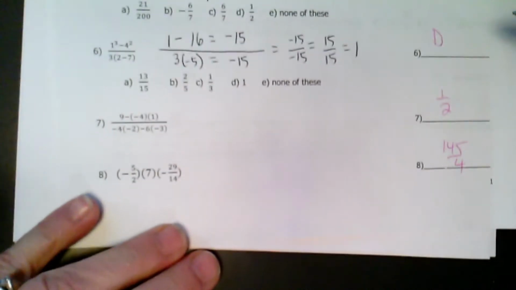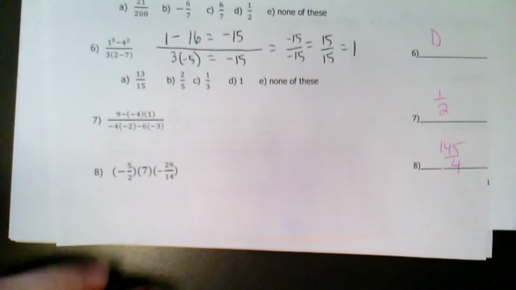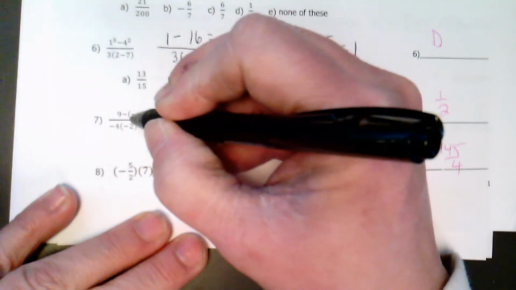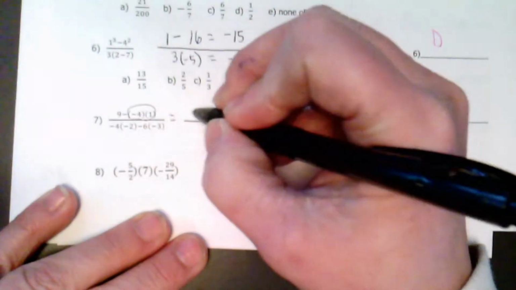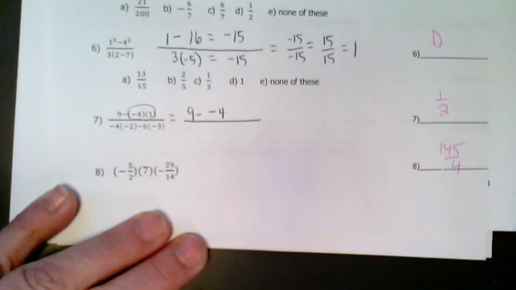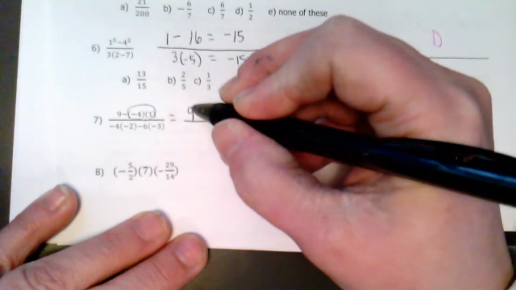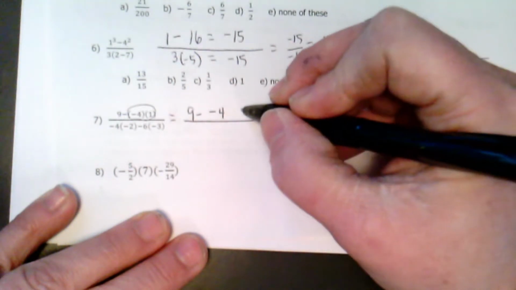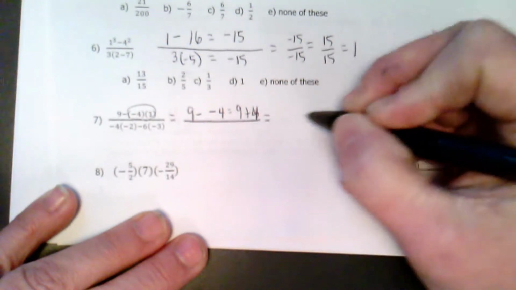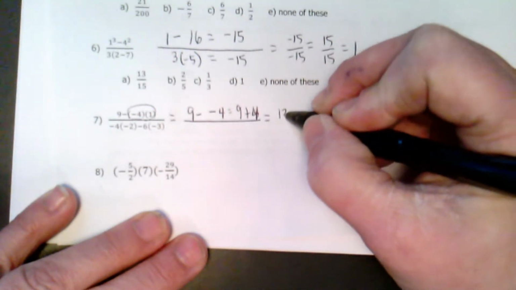Number 7, another order of operations problem. I'm going to work on the top first. Order of operations says do multiplication first. So negative 4 times 1 is negative 4. 9 minus negative 4 is the same thing as 9 plus 4. So we got 13 for our top.